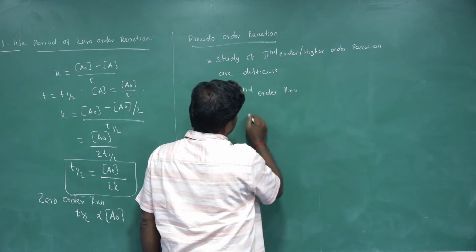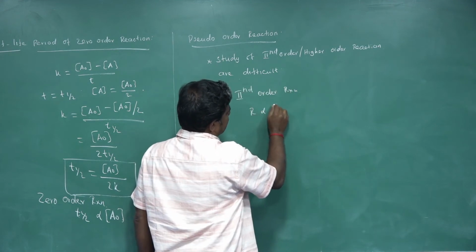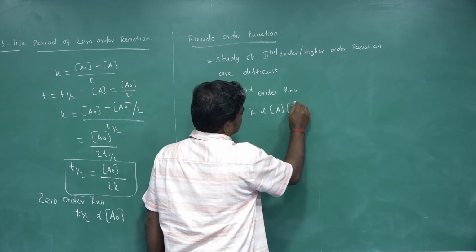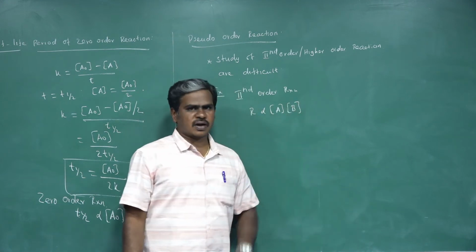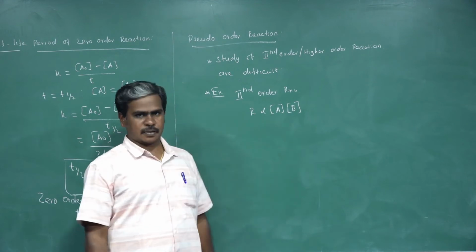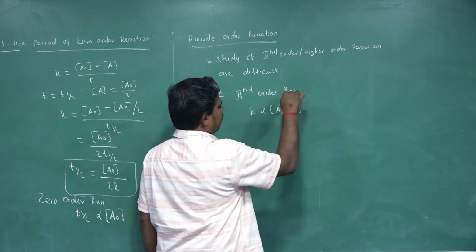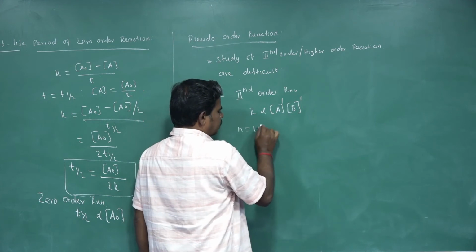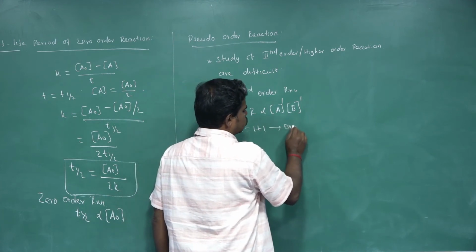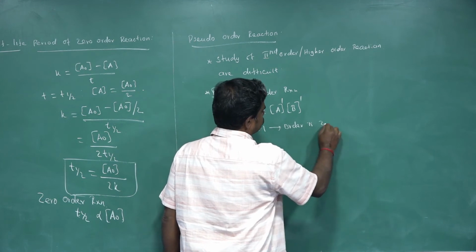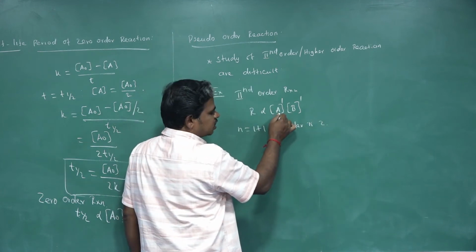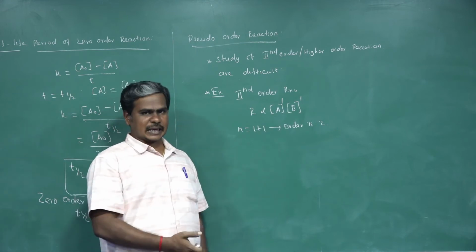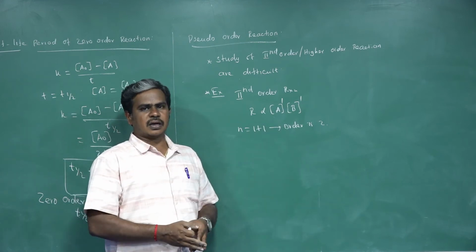In a second order reaction, the rate is directly proportional to the concentration of A and the concentration of B. So two different reactants are taken. Here the power is 1 and the power is 1, so m equals 1 plus 1, so the order is 2. The simultaneous measurement of change in concentration of both the reactants is very difficult.